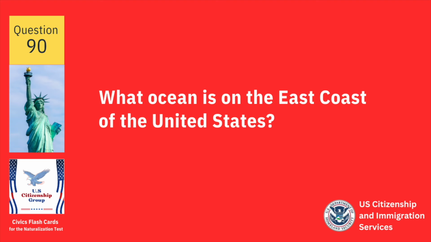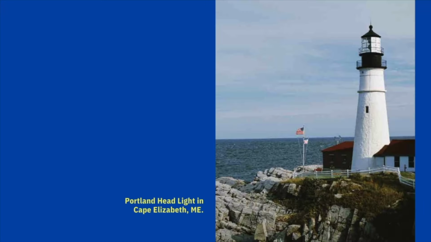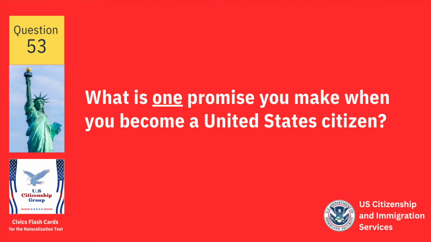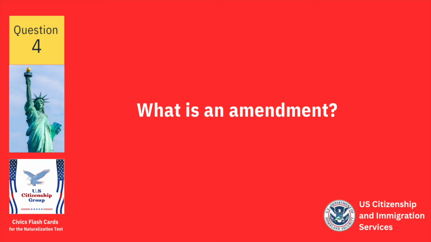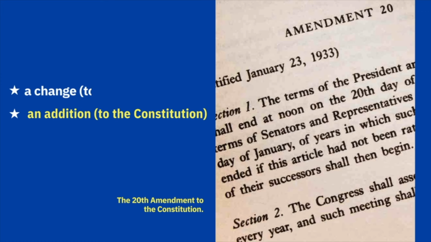What ocean is on the east coast of the United States? Atlantic Ocean. What is one promise you make when you become a United States citizen? Obey the laws of the United States. What is an amendment? A change to the Constitution.